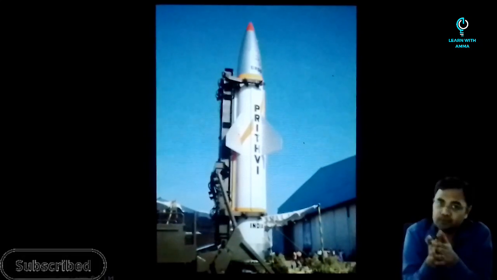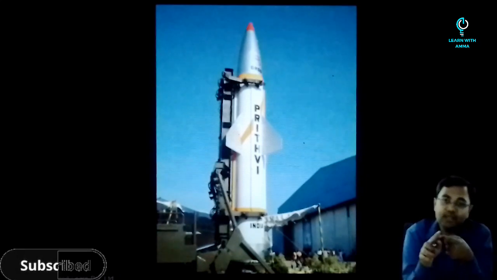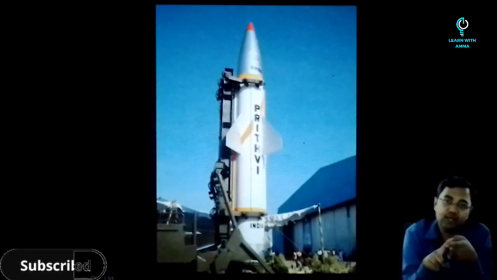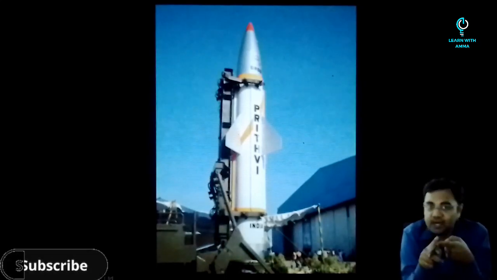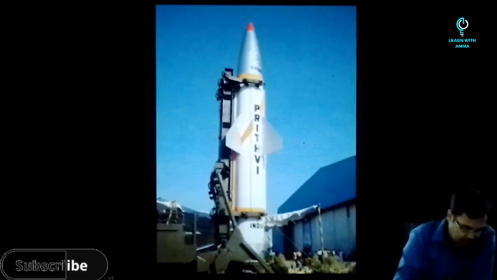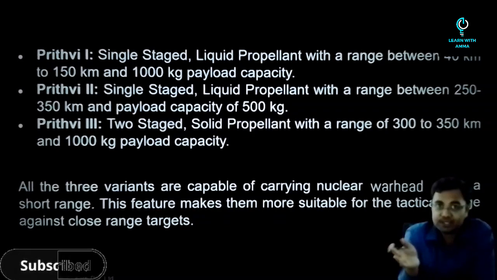Now, when we talk about the Prithvi missiles, there are two more missile names that you will have to remember. One is Dhanush and one is Prahar. So when we talk about the Dhanush missile and the Prahar missiles, these two also become very important. So before we move on to what is Dhanush, what is Prahar, and there is another version that we'll have to talk about, and that is Pranash. So we'll have a look at all these three also.